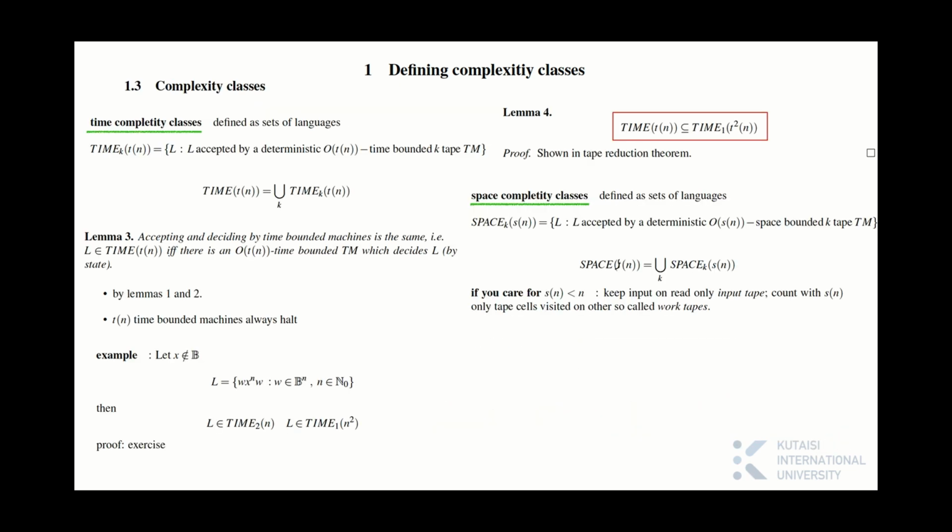And now we come to a not so obvious theorem. Remember, we just proved that accepting and deciding is the same if your machine was time bounded. Meaning, if your machine is time bounded, it halts, right? So accepting is the same as deciding because it can never loop. But now I'm saying it's the same thing with space. Accepting and deciding by space-bounded machines is the same. This is not so obvious if you think about it.